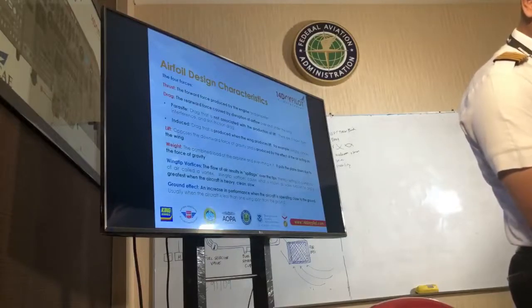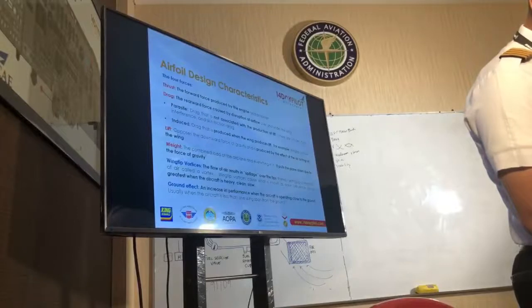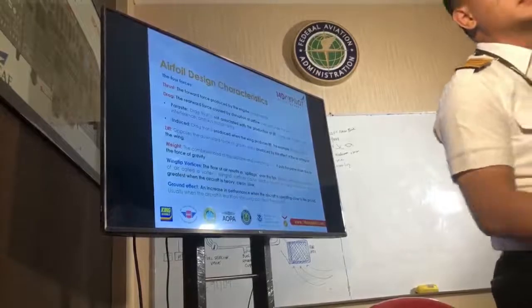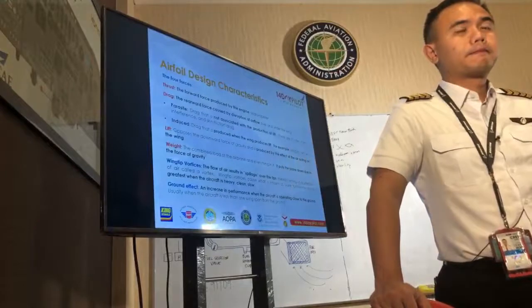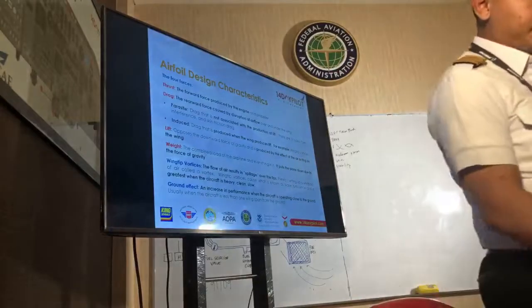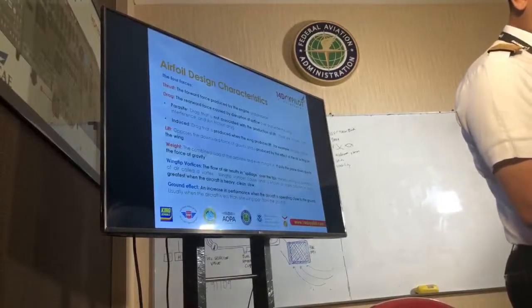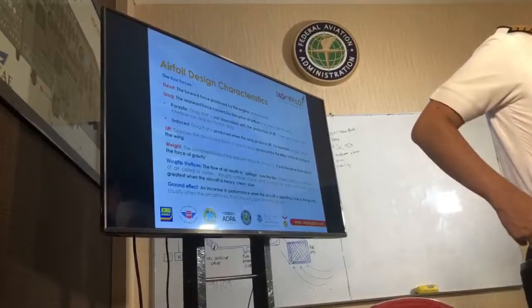Parasite drag varies with the square of the airspeed. Square of the airspeed, so more. What next? Parasite drag is highest at high airspeed. And the total drag is the sum of the induced drag and the parasite drag. Okay, you find out about the relation between drag and airspeed. If you double the airspeed, what happens?